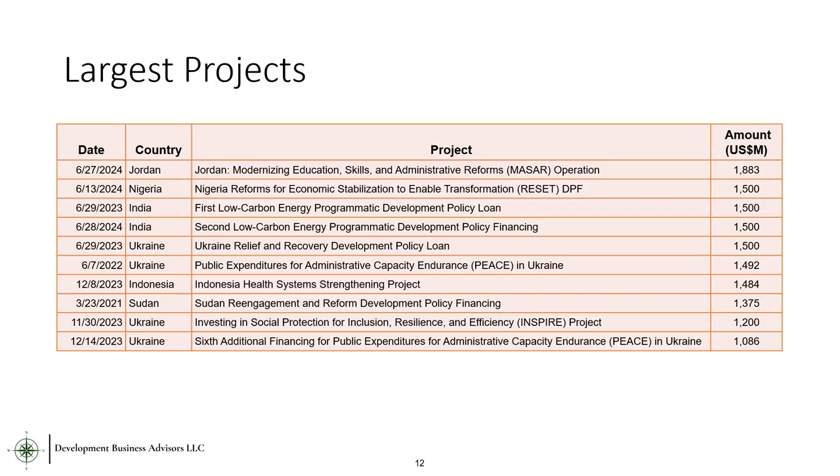But in this list, you see some of the biggest borrowers for the World Bank. Jordan will not be one of the largest borrowers. It's a small country. But Nigeria, India, Ukraine, especially of late, Indonesia, are some of the largest borrowers of the World Bank and have been for some time.